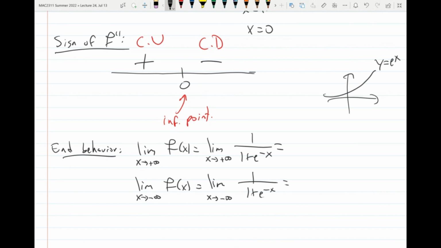This is e to the x, right? If the argument approaches negative infinity, this part here goes to 0, so this limit is 1 over 1 plus 0, that's 1. And then when x approaches negative infinity, the argument here goes to positive infinity, and e to the something that goes to positive infinity is positive infinity. So this bottom is infinity, 1 over infinity, 0.